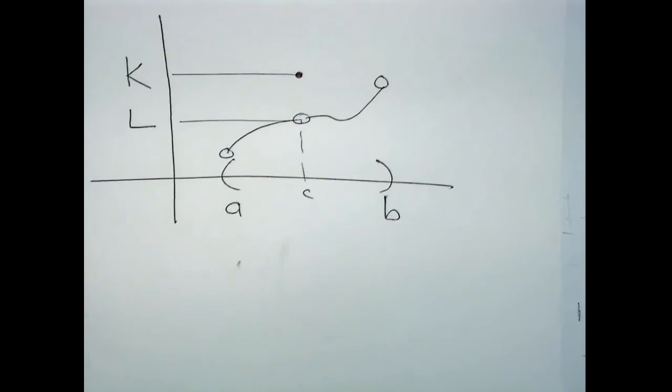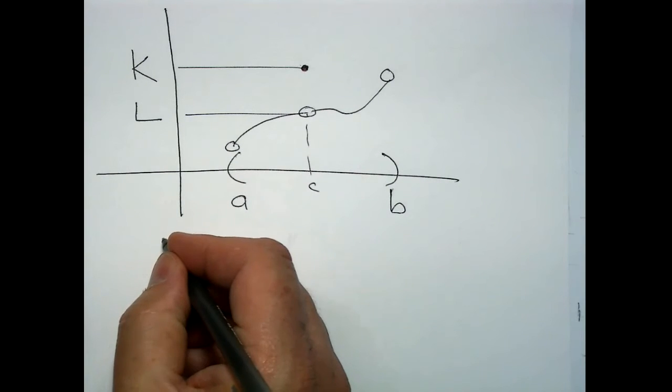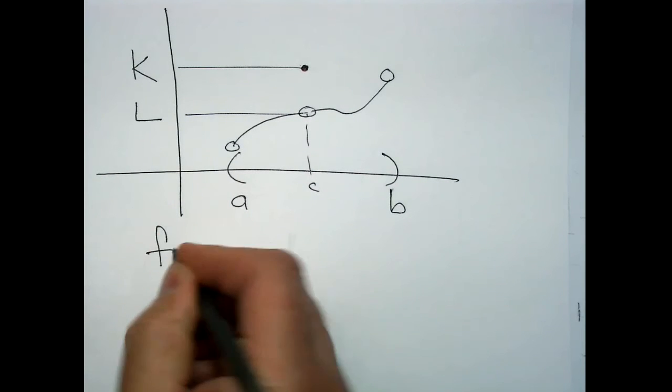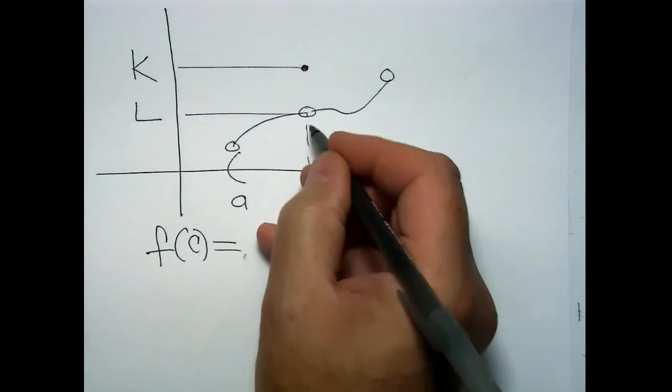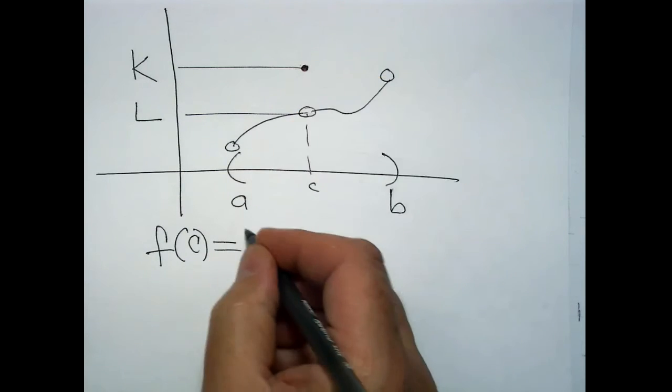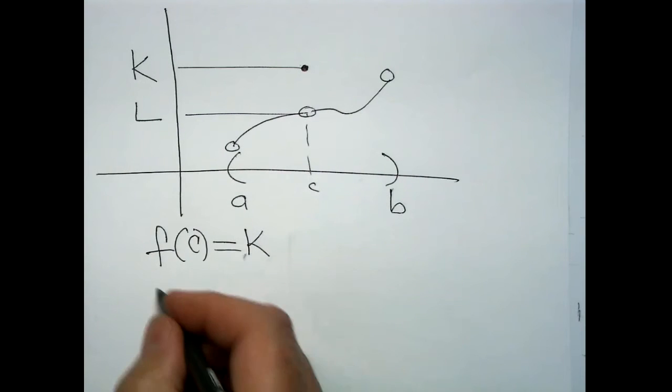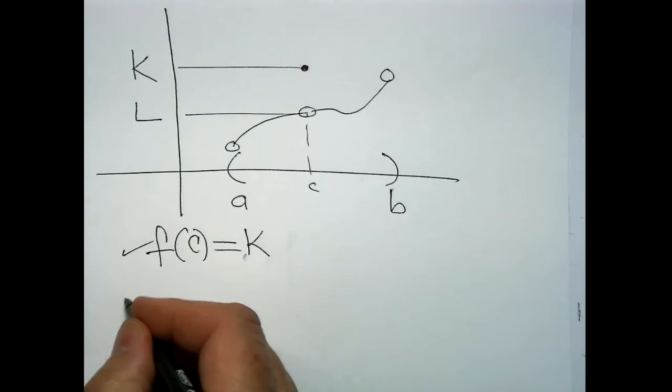So let's go through the list of checks for continuity. First check: is the function defined at x equals c? The answer is, why, yes, it is. It's way up there at k. So that's a check.